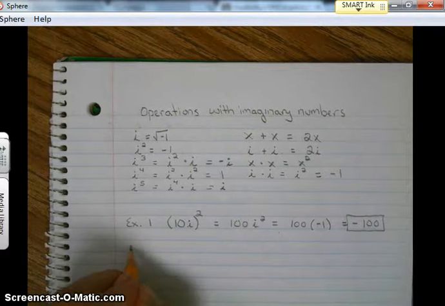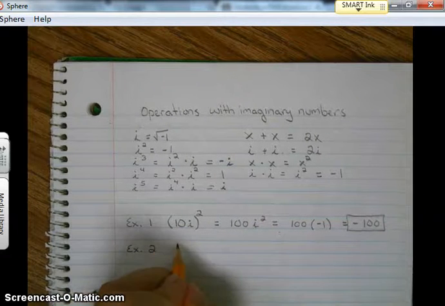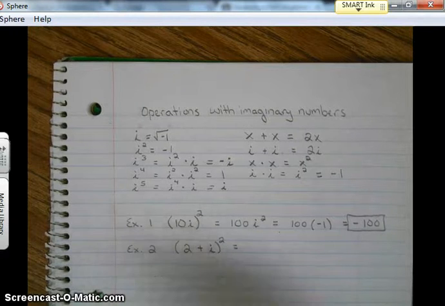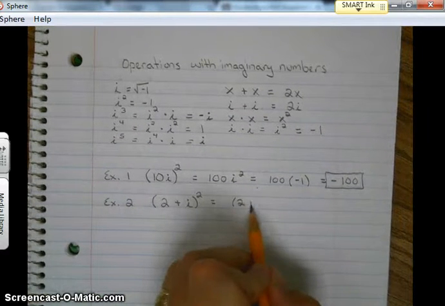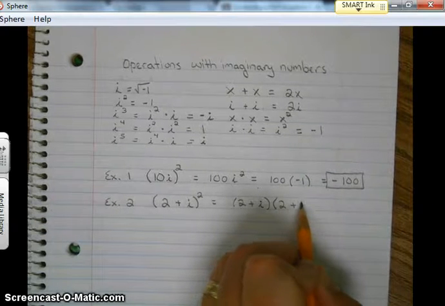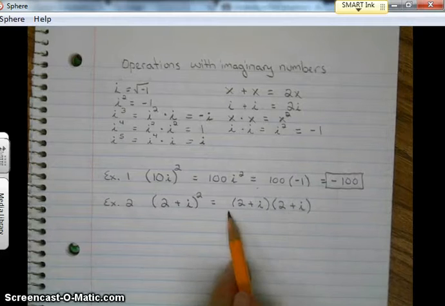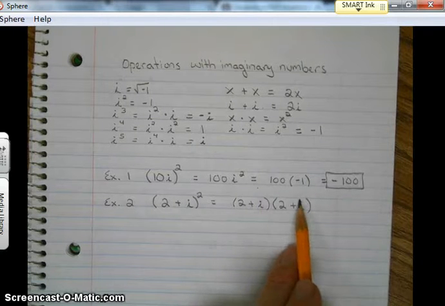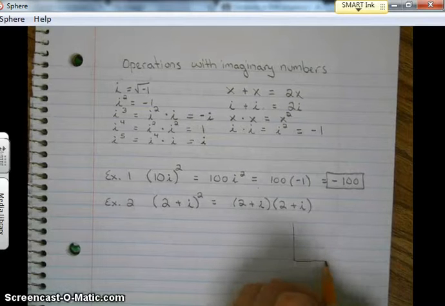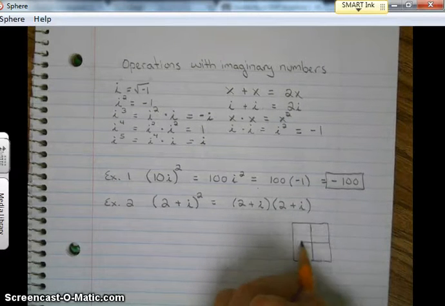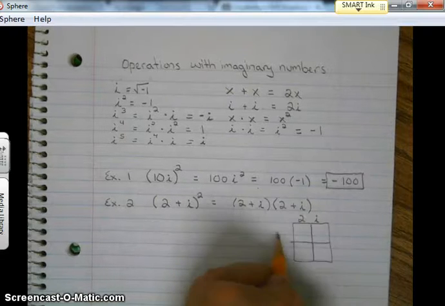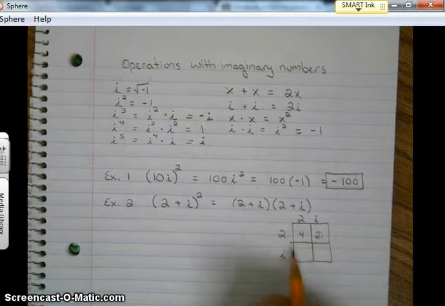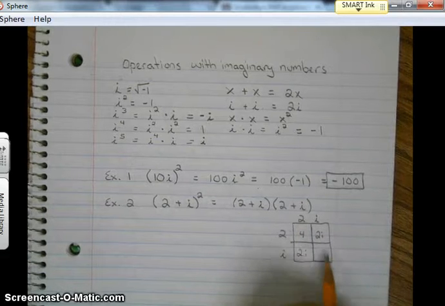Now let's take a look at another example. This time we'll do a simple binomial squared. In this case, we have 2 plus i times 2 plus i. Either you can FOIL this, where you multiply the first terms, the outer terms, the inner terms, and the last terms, or we can use the box method. So 2 and i, 2 and i. 2 times 2 is 4. 2 times i is 2i. 2 times i is 2i. i times i is i squared.